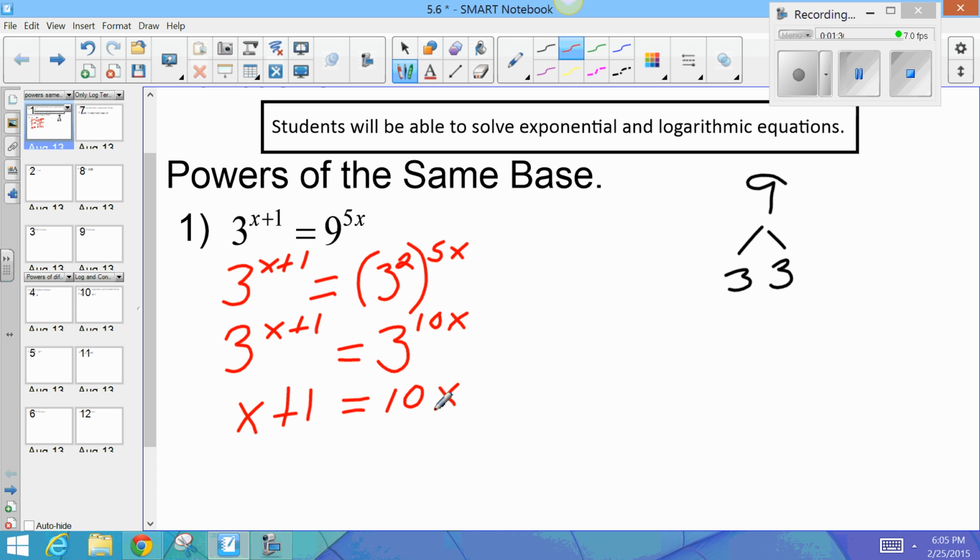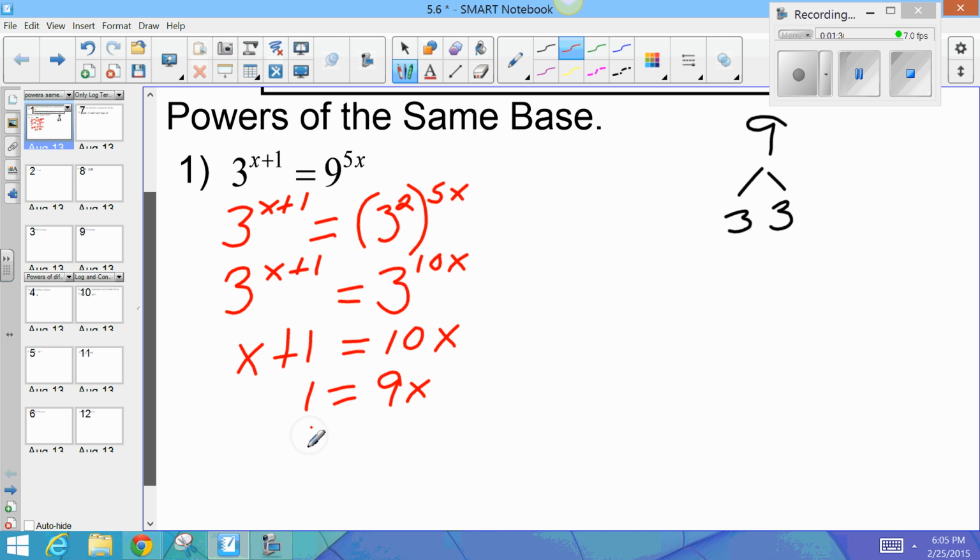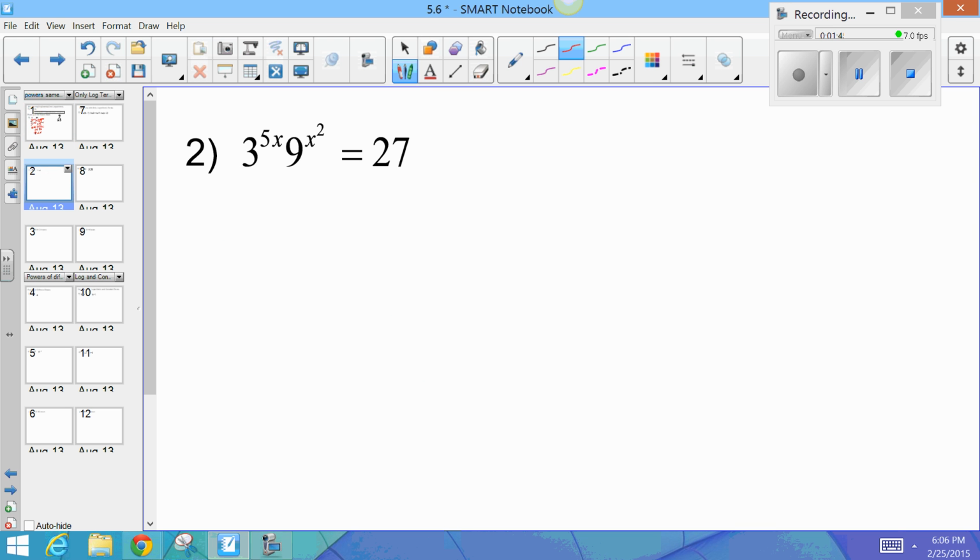I'm going to subtract x from both sides. And then divide by 9. That's the answer. X is 1/9. Next problem.